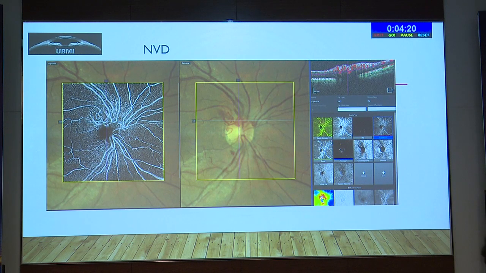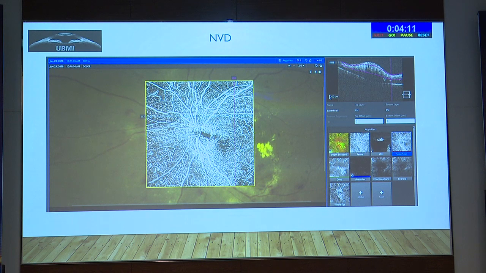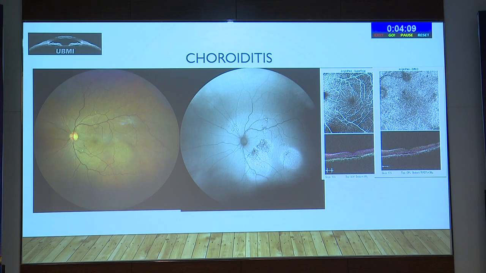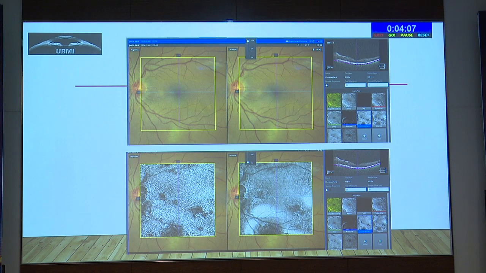So we have an NVD where you have the OCT, fundus and OCTA. We can have actual point one-to-one correlation of the same NVD. The important thing in choroiditis is that if you want to see the atrophic areas, the choriocapillaris atrophy that is seen here, you can overlap the two areas of the OCTA, the choriocapillaris slab, and know the exact area. So this is like FAF, but you can have one-to-one correlation.